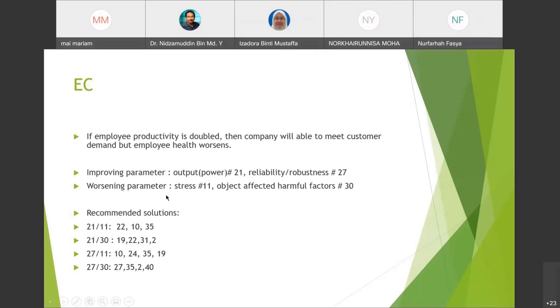And the worsening parameter, your employees had worsened, they had become stressed. And also they become affected by the work environment. So number 30 and 11. So from the contradiction matrix, these are the solutions recommended, and from these we can choose which are suitable for our problem, or which can be done to solve our problem.